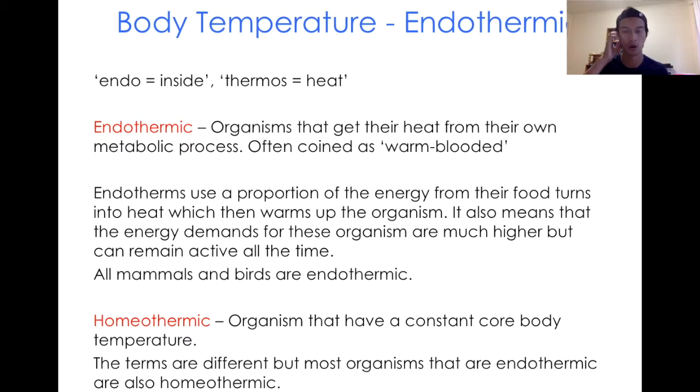All mammals and birds are often endothermic, and we maintain that temperature at a constant rate. There's a different term for that, even though they're very closely related, and that term is homeothermic. Homeo meaning same, thermic meaning heat, so they have the same or a constant core body temperature. These terms are different, but most organisms that are endothermic are often also homeothermic. So we are both endothermic and homeothermic because we get our energy from our metabolic processes, and also we keep our core body temperature at a stable 36.7 degrees.